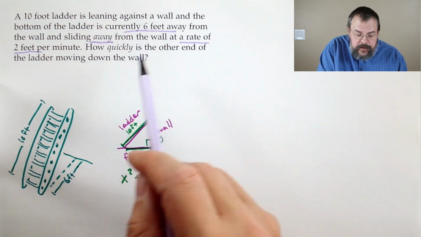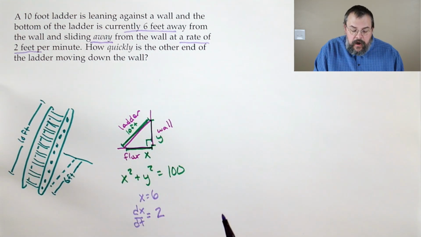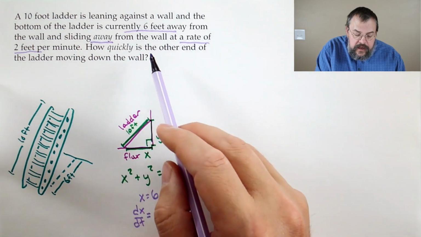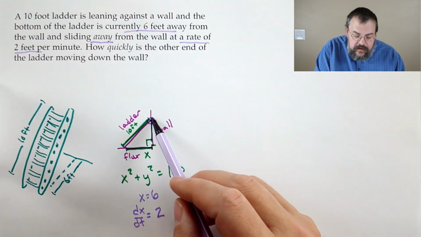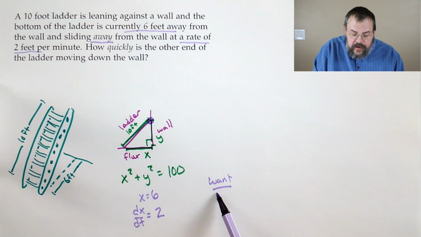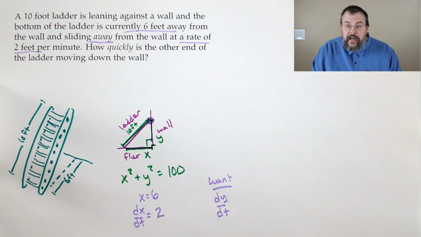In fact, those are the only two numbers we have. So, okay, that's fine. What do we want? Okay, it's good to have our goal in mind. We want what? Well, how quickly is the other end of the ladder, so that's this end of the ladder, moving down the wall. So we want to understand dy dt. Okay, now, question. Is there anything else we can conclude without taking derivatives?